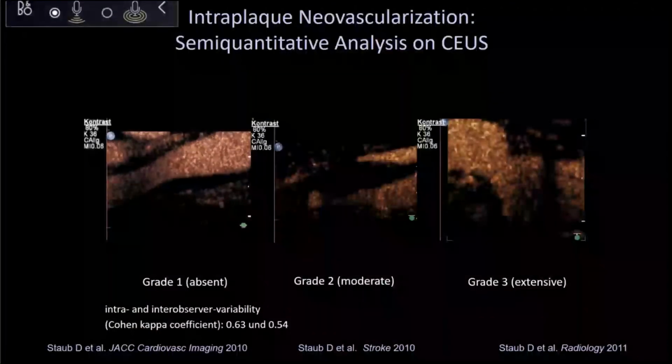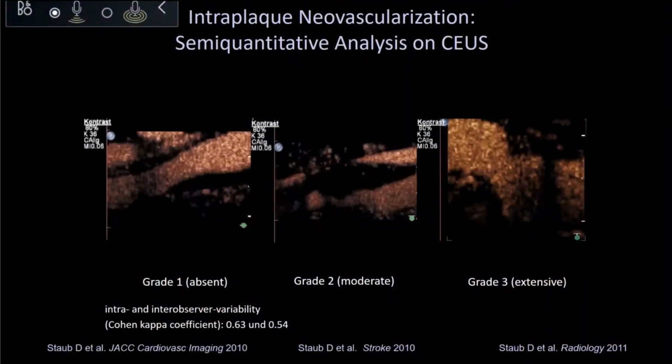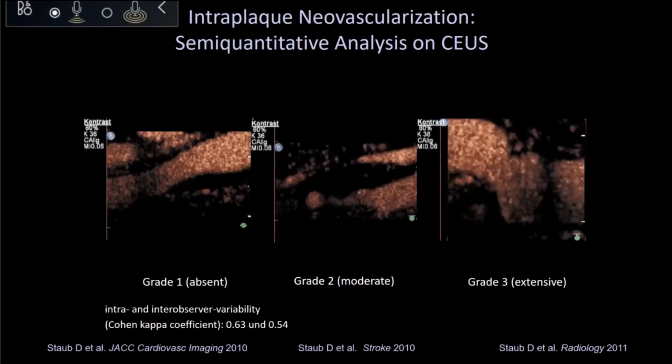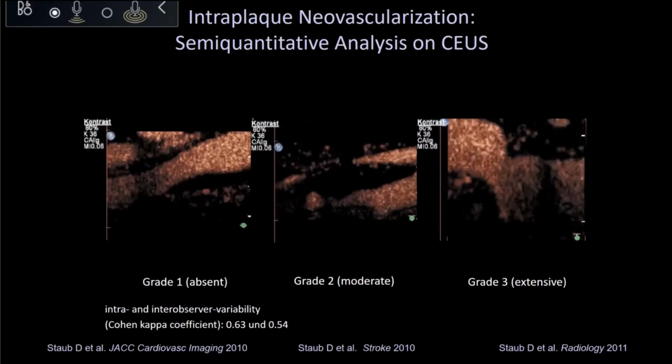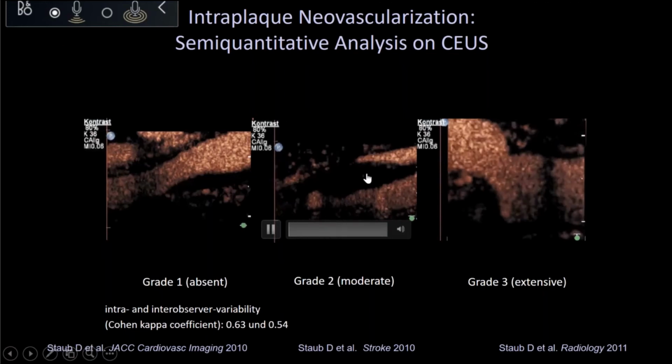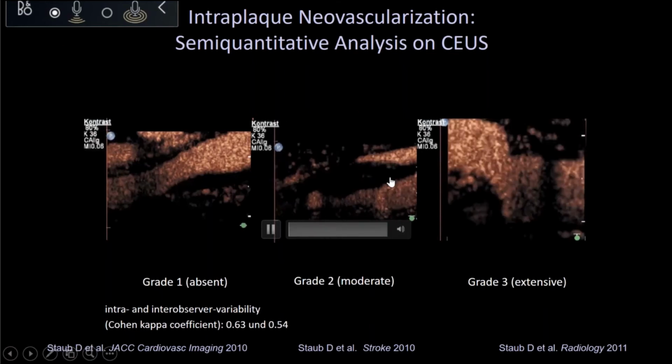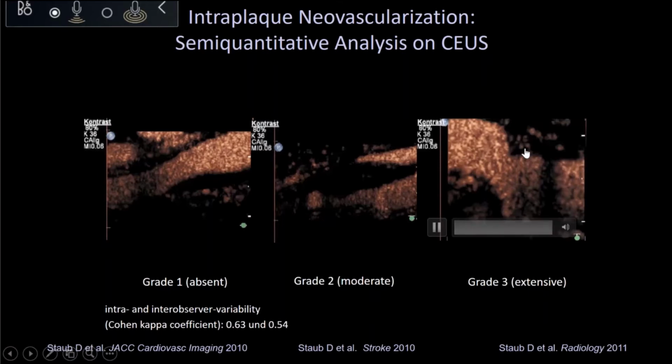Normally, you look at the intraplaque neovascularization by grading it as absent, moderate if you only see vascularization at the base or the shoulder of the plaque, or extensive if you see vascularization within the plaque core. You say this is an extensive vascularization by visual assessment.